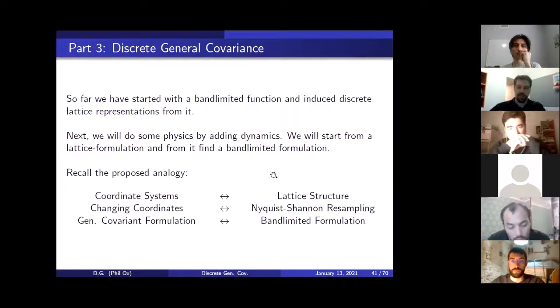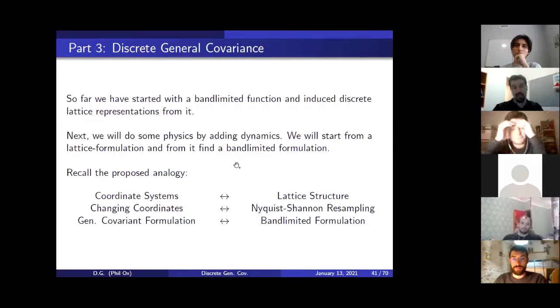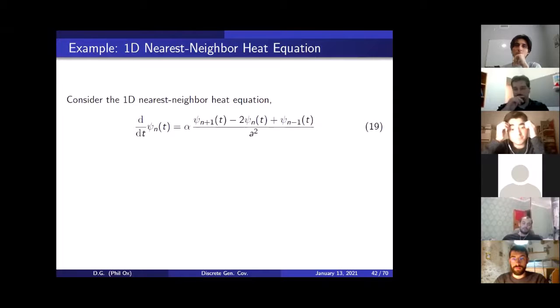And here's the proposed analogy once again. Coordinate systems are like lattice structure, right? We can always change coordinates, and just like that, we can always do our Shannon-Nyquist resampling and choose different lattice points to represent our theory, right? And there's a formulation which is coordinate independent, which is a generally covariant formulation, right? And just like this, there's a lattice structure independent formulation, which is the band limited formulation. So that's basically how the analogy is going to work. But it pays a lot to go see it in detail through a few examples.